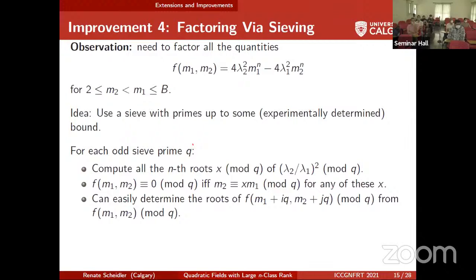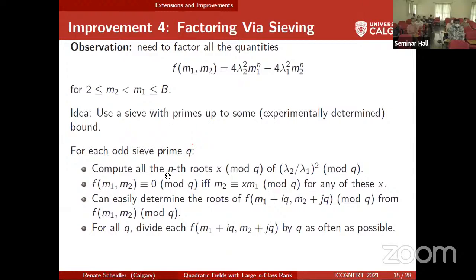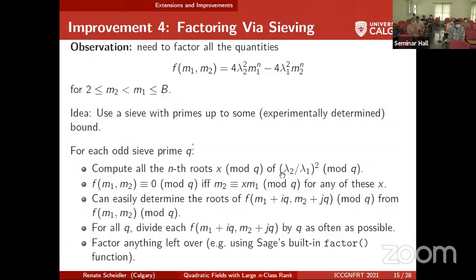And so you have to factor a lot fewer numbers, and the numbers you factor are smaller. That's the sieve idea. And so that was improvement 4. What you do is, as I said, you take this quantity, you divide it by Q as often as is possible, and then you factor anything that's left over. For example, we implement this in SageMath, so you just use SageMath's factor function. So that was the 4th big improvement. These were the big improvements that we made to the DRC-DS algorithm.